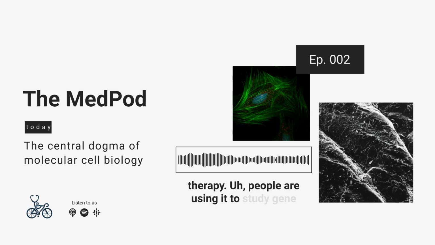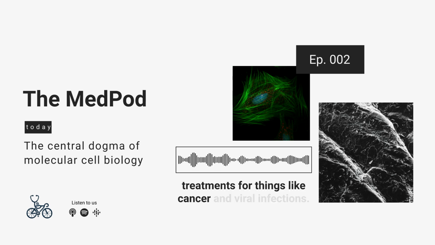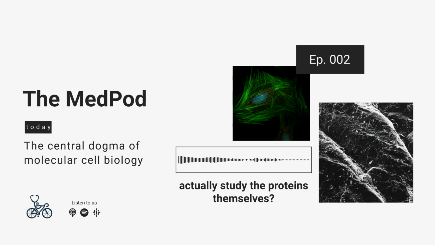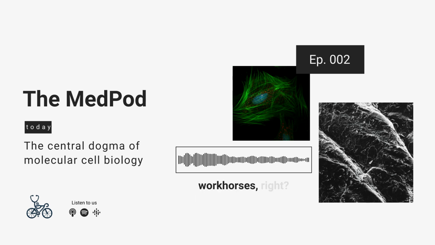People are using it to study gene function, find new drug targets, and even develop treatments for things like cancer and viral infections. That's amazing. It seems like there's a tool for everything. There really is. But how do scientists actually study the proteins themselves? Oh, good question, because they're the workhorses, right?